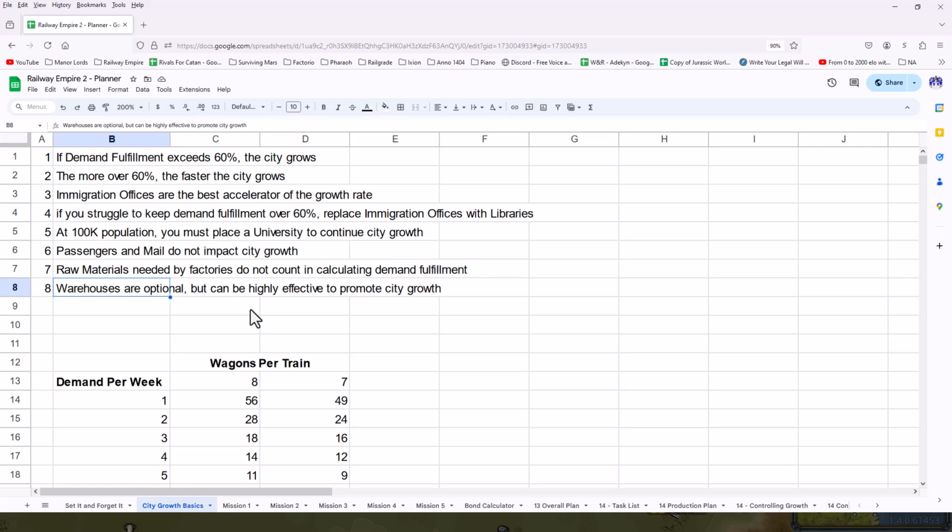However, the ceramics that you're producing might count, if your city's big enough to demand the ceramics. The actually manufactured ceramics could well count toward the demand fulfillment, but the manufacturing or the supplying of the goods to manufacture that good do not count. Warehouses are optional, but they can be highly effective to promote city growth.